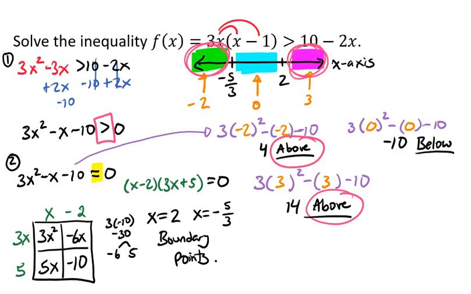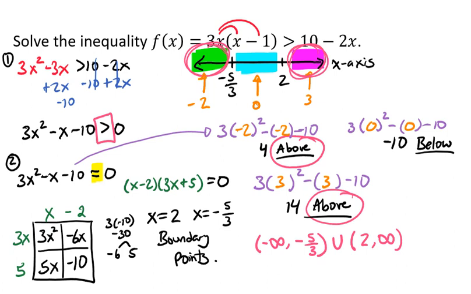So we can write that in interval notation. So we're going to go from negative infinity all the way to negative 5/3. Let me move that. There we go. And it's not included because it doesn't say greater than or equal to right there. It just says greater than. And we're also above from the number 2 to positive infinity.